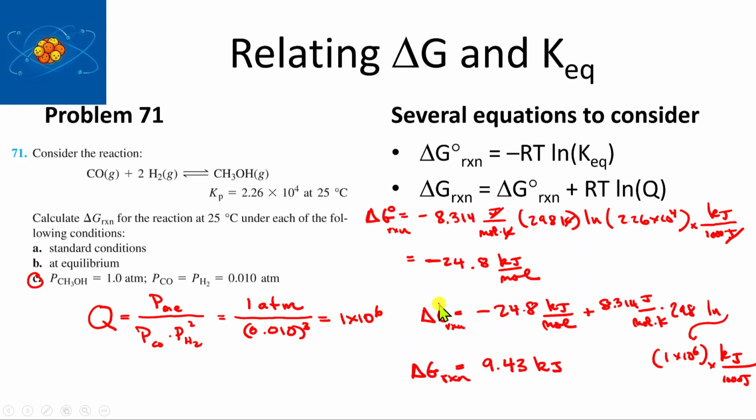Now you notice I skipped B. We did A and we did C, and I skipped B. What is the value of the free energy at equilibrium? This isn't actually a calculation. This is sort of a hypothetical. For any reaction that's at equilibrium, which would probably be at non-standard concentrations, delta G for the reaction has to be equal to 0.